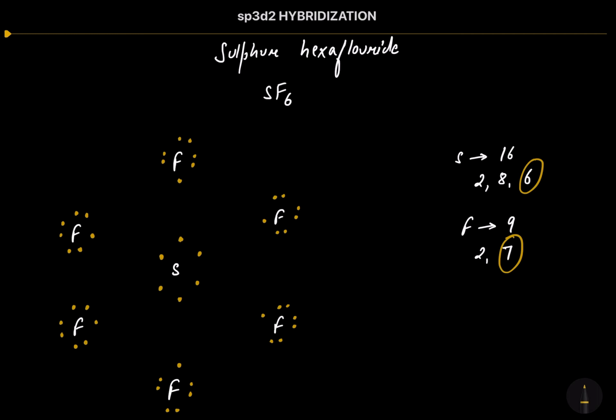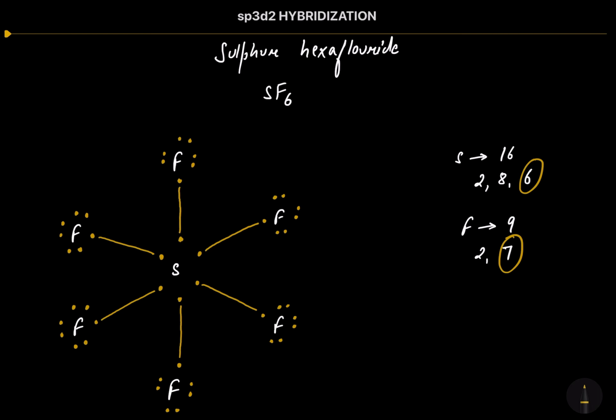Now, what's going to happen? All the fluorine atoms are going to make 1-1 bond with the 6 valence electrons of the sulfur. So, that's the bond of first fluorine with sulfur. Now, that's the second bond of second fluorine with sulfur. Now, it's the third bond of third fluorine with sulfur. Now, it's the bond of fourth fluorine with the sulfur. Now that's the fifth bond of fifth fluorine with sulfur, and that's the sixth bond of sixth fluorine with the sulfur.